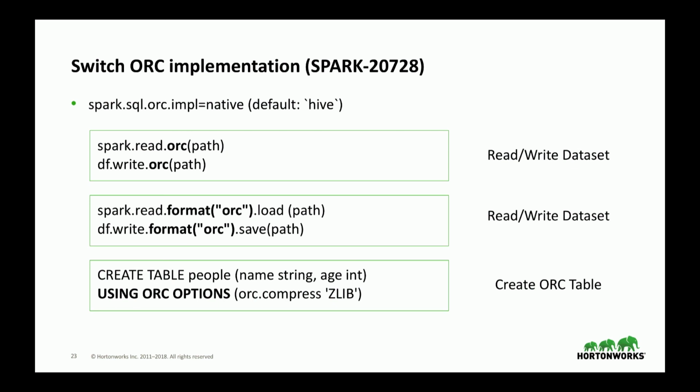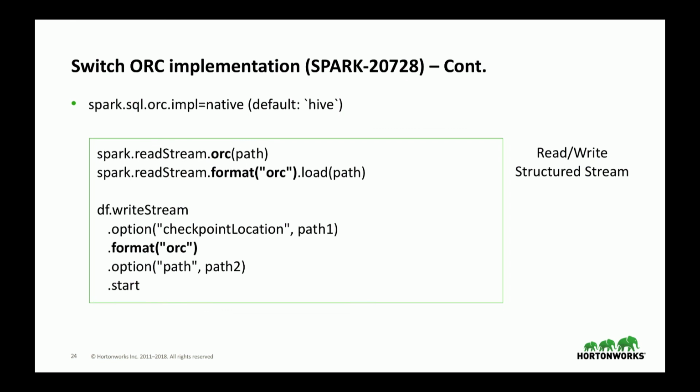So Spark read.orc, write.orc API, and read.format(orc), write.format(orc) data source API, and also USING ORC option. All this kind of operation is considered an alias, so you can switch to the native one. And also Structured Streaming is the same: the Spark readStream.orc and format orc, and also the writing operation. Actually, for the writing operation, there is no shortcut API. So it's simple, just configuration, and actually you don't need to change anything in the code.